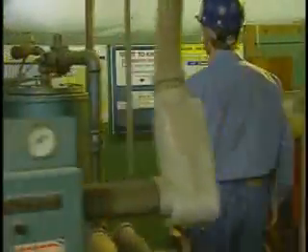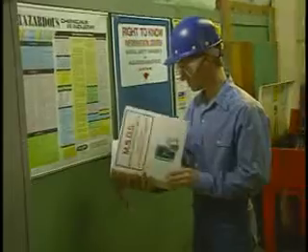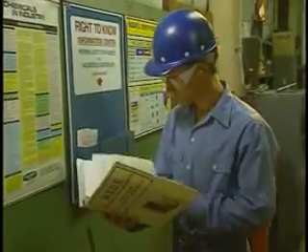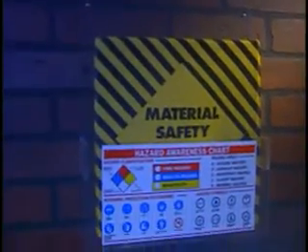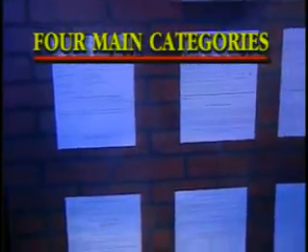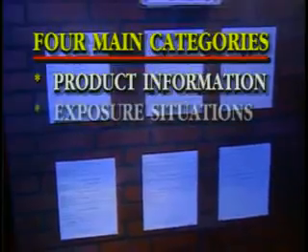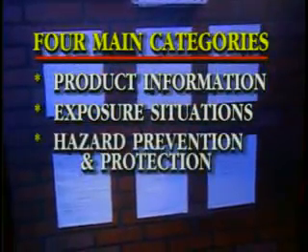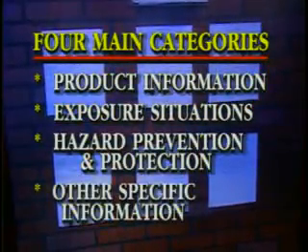You'll find just about everything you could possibly want to know about the safe handling of a material in an MSDS. But trying to use MSDSs regularly can often be frustrating. You can easily remember the information in the MSDS by grouping it into 4 main categories: product information, exposure situations, hazard prevention and protection, and other specific information. Your organization's MSDS may not follow this same order, but the principles for using the MSDS are the same.